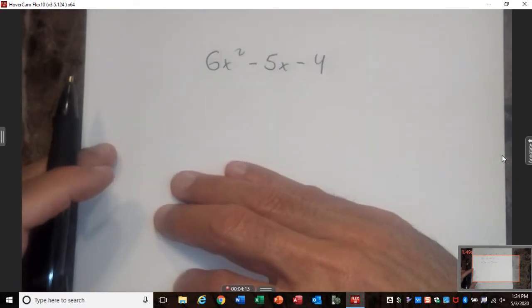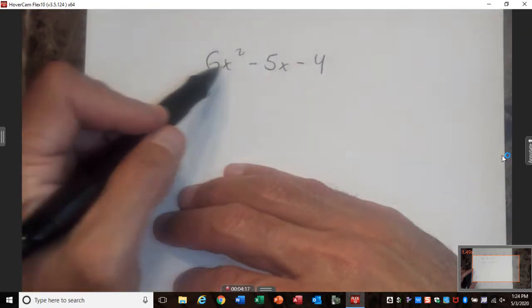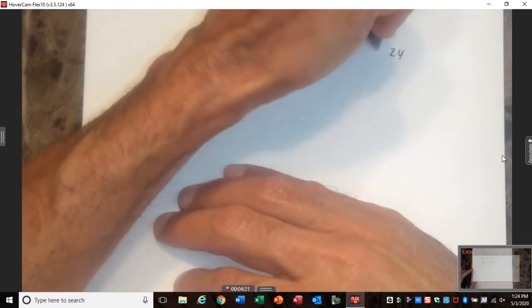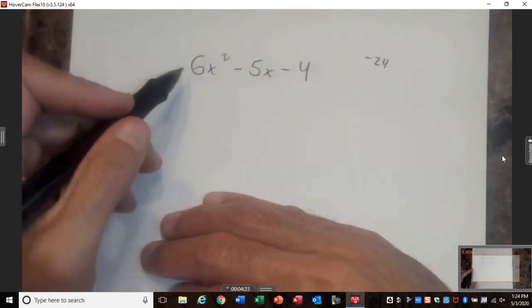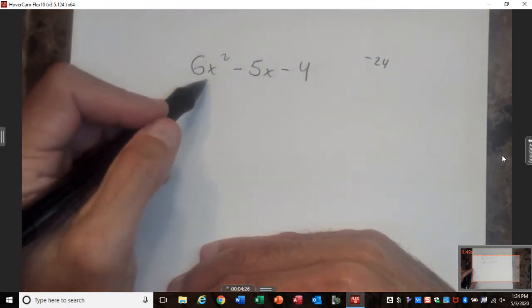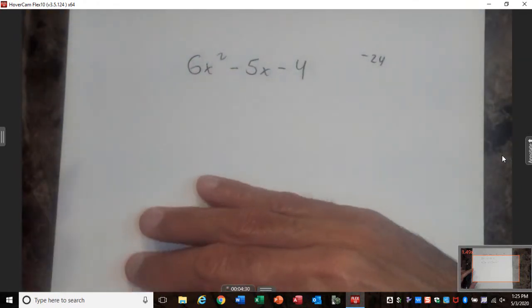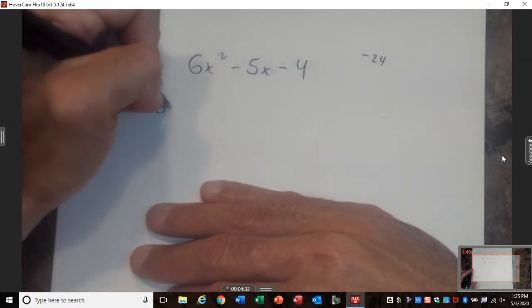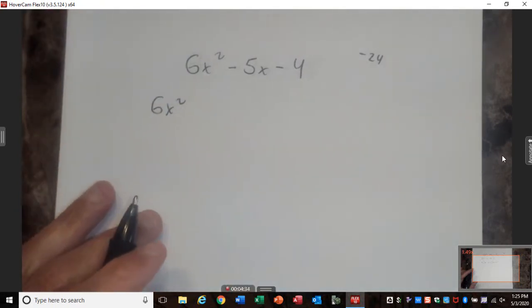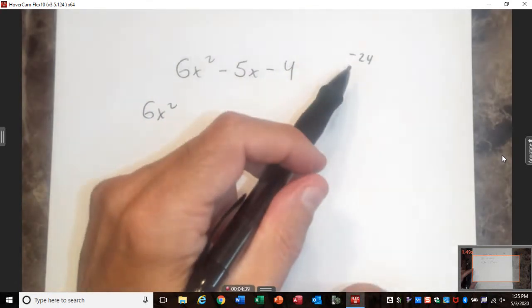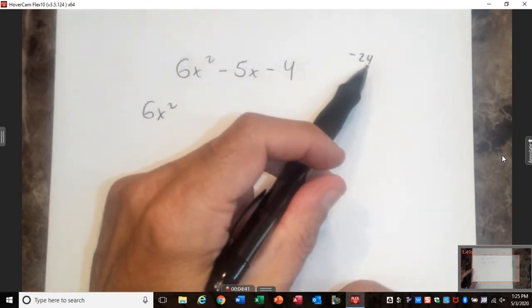Okay, here's the idea. No perfect squares, nothing you can factor out. 6 times 4 is 24, but we're going to go negative 24. 6 times negative 4 is negative 24. Okay, so we're going to drop the 6x squared down. Okay, here's where it gets tricky. You want factors of negative 24.